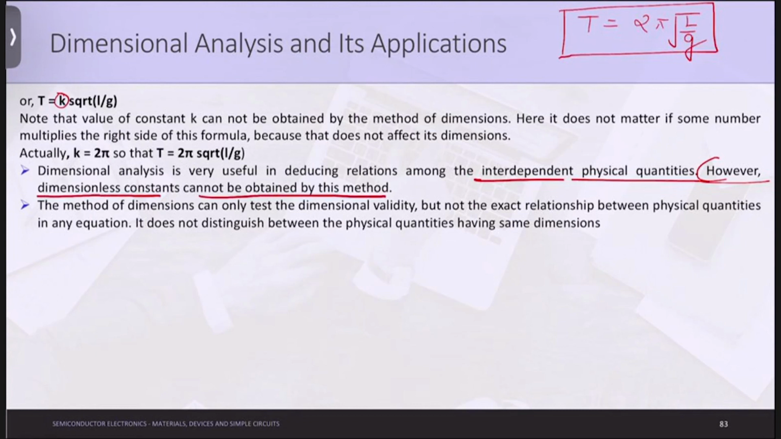The method of dimensions can only test dimensional validity, but not the exact relationship between physical quantities in any equation. So we cannot know the exact relation. We can just say that if the LHS is equal to the RHS, then the dimension of LHS is equal to the dimension of RHS. It does not distinguish between physical quantities having the same dimension. If both have the same dimension, it cannot distinguish there either. Then it depends upon the knowledge and experience of the person doing the work to segregate both of the physical quantities.